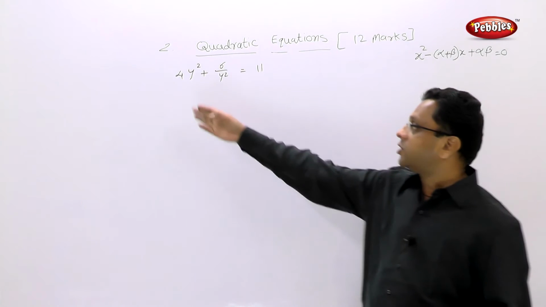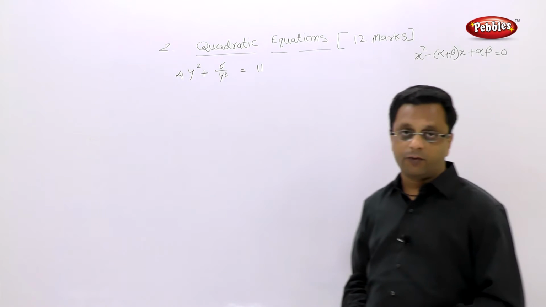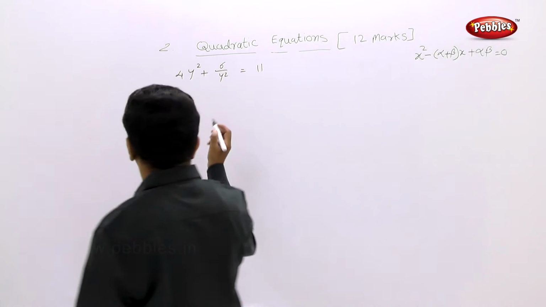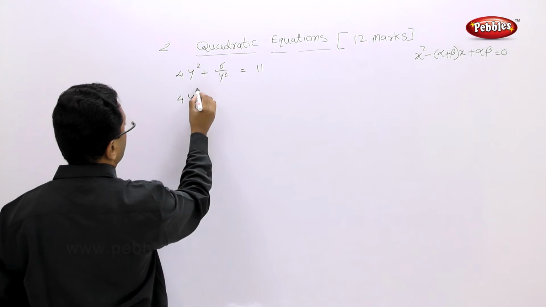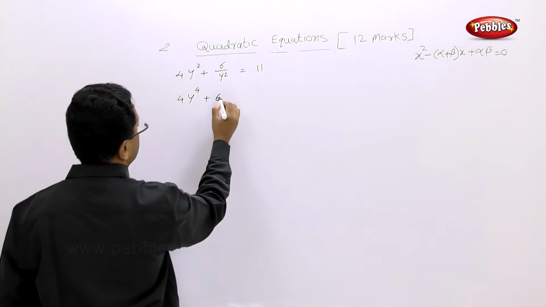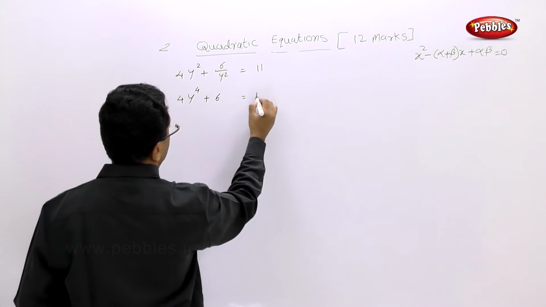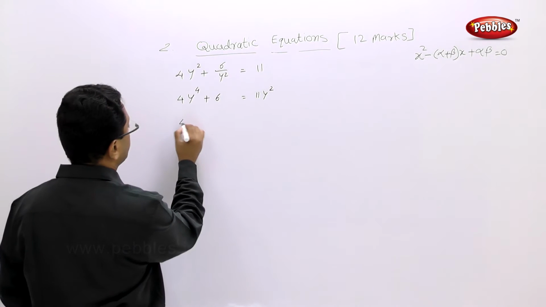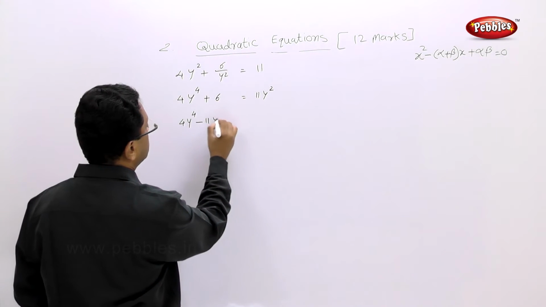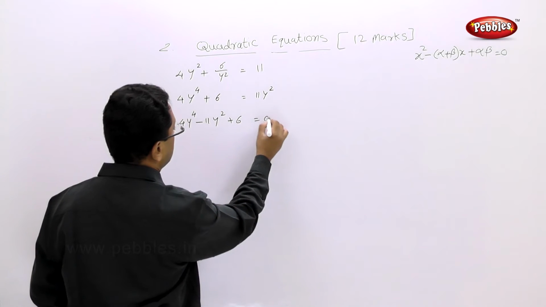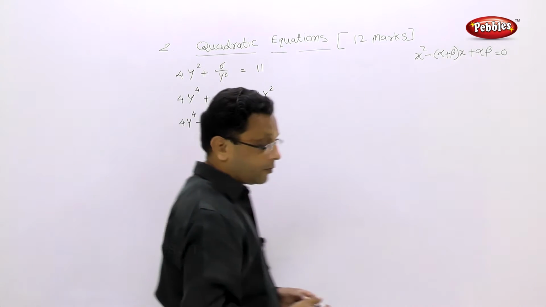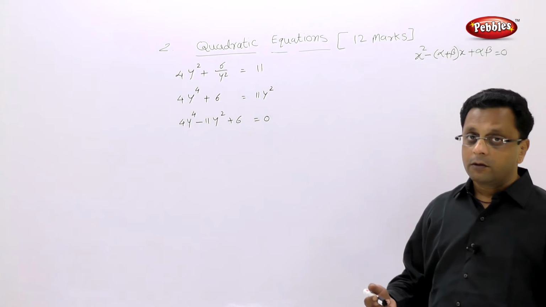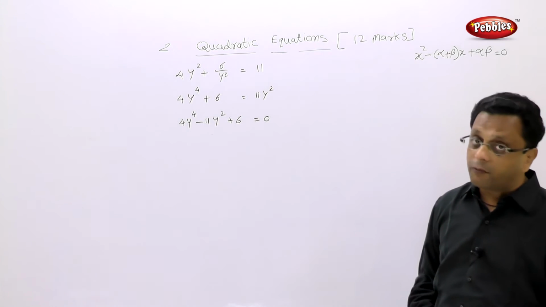Obviously we first have to eliminate the denominator y square, so we multiply both sides by y square. We will get 4y raised to 4 plus 6 is equal to 11y square. So my equation becomes 4y raised to 4 minus 11y square plus 6 equal to 0. Again, this is not a quadratic equation. We have to reduce it to look like a quadratic equation. So what can we do?